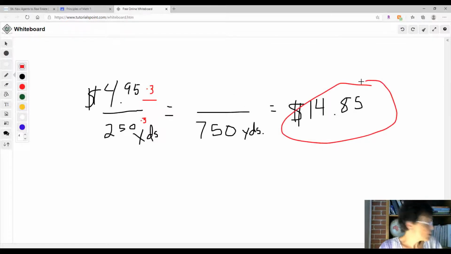Would give you this. No, she was in there first. Would give you that. Okay, so they're equivalent fractions. So I hope that makes sense to you.